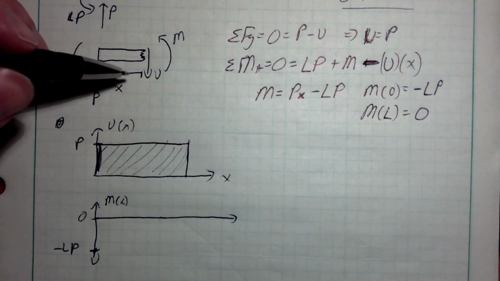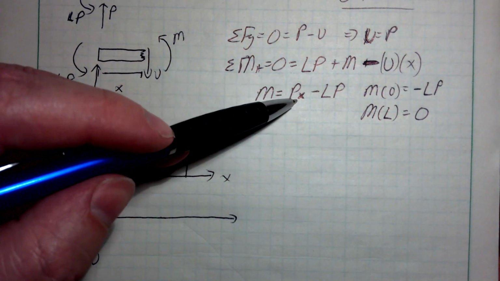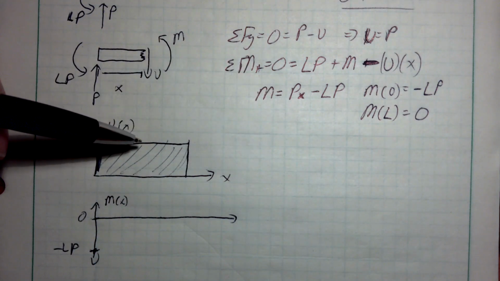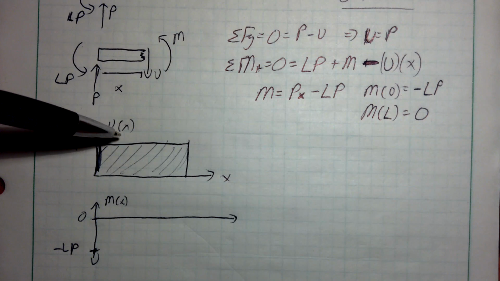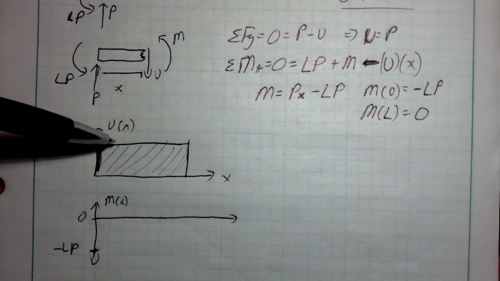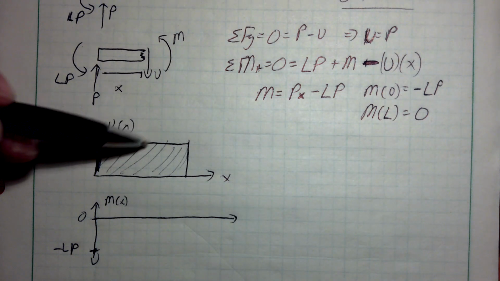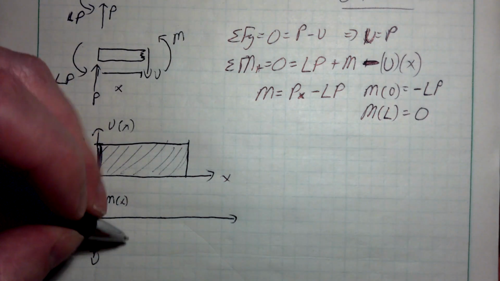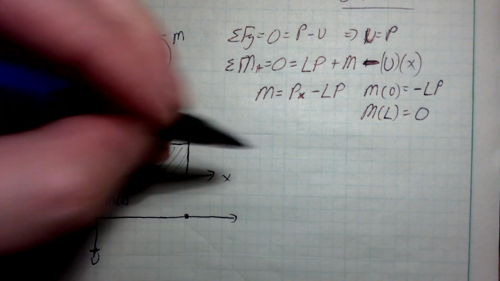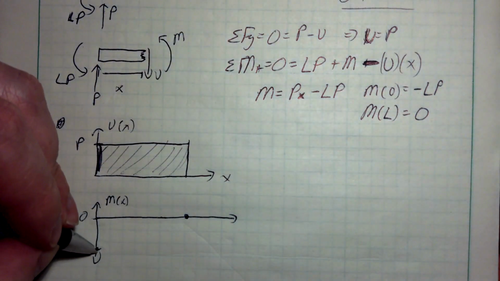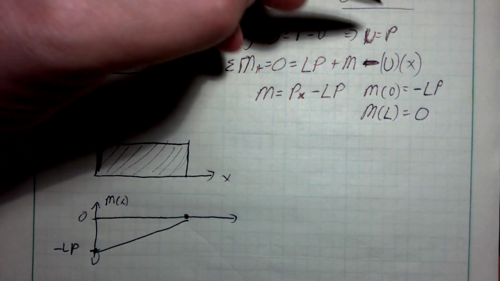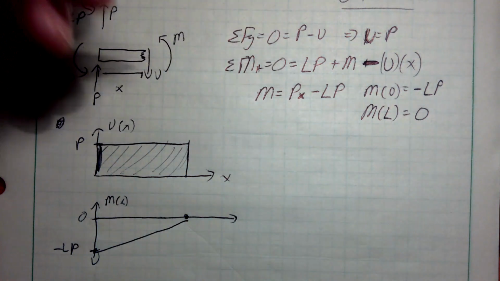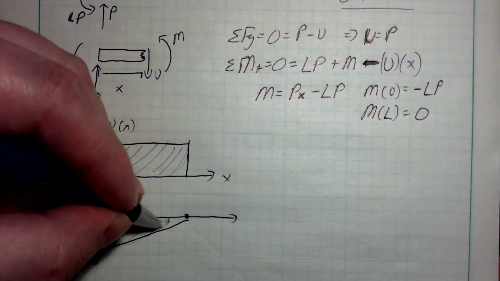And then it's going to go, notice my equation here has a positive slope. So I have a positive shear through here. Remember, shear is the derivative of moment. So if I have a constant, positive shear, that means I'm going to have a positive slope linear equation for moment going from minus LP to 0. Notice my value for shear is positive P. The slope of my moment equation is positive P. This is my moment diagram.